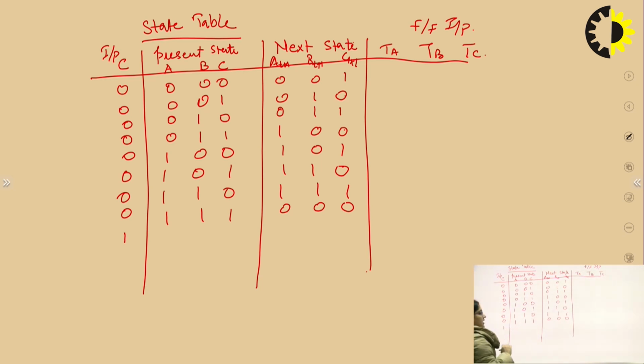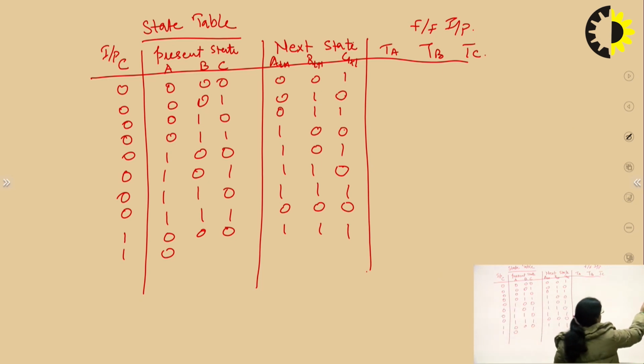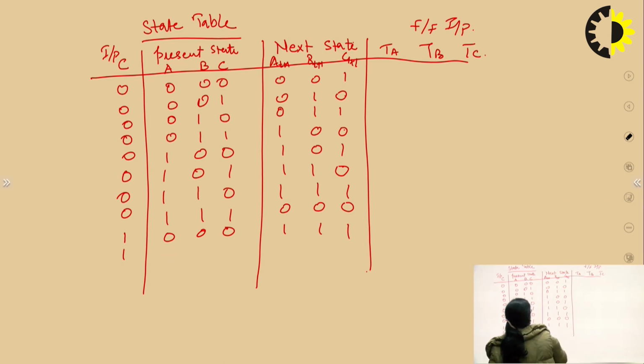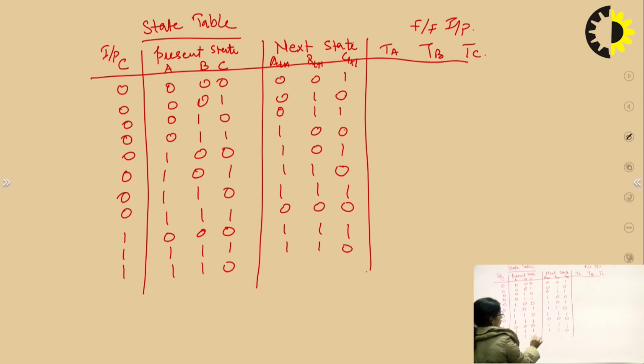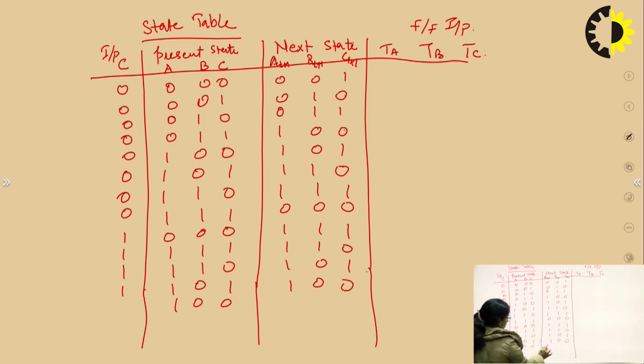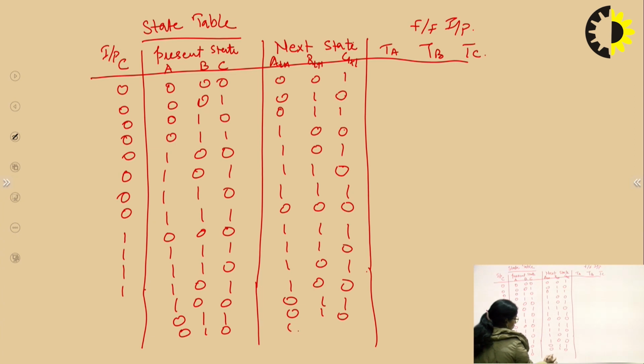Next we change the input. When we change the input, our initial value is 0, 0, 0, and it goes to 1, 1, 1. Then it will be 110, then 110 becomes 101, which is 5, then we go to 4, then from 4 to 3, from 3 to 2, from 2 to 1, and from 1 we go to 0.